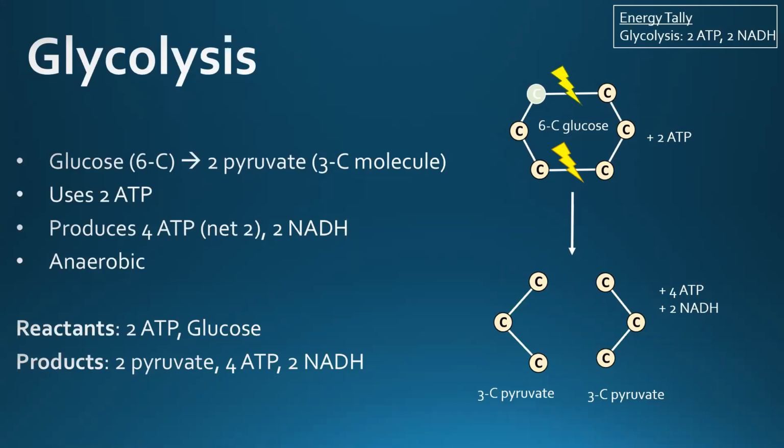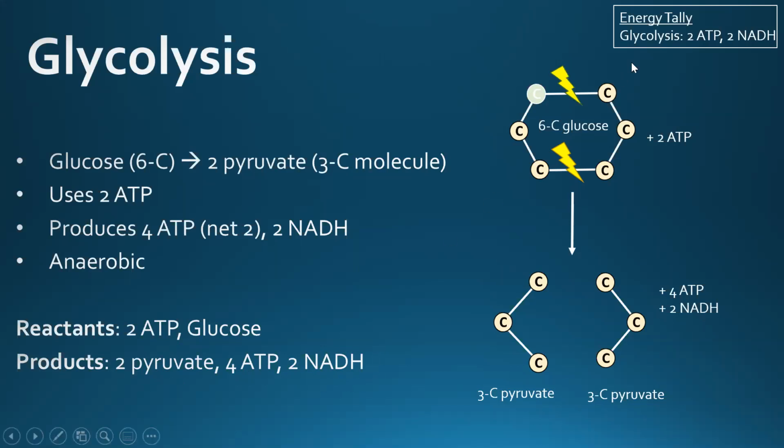Yes, all organisms on Earth will undergo the process of glycolysis. Okay, the reactants or the substrates are 2 ATP molecules and glucose, and the products are 2 pyruvate, 4 ATP, and 2 NADH.